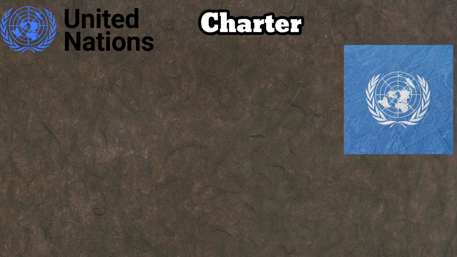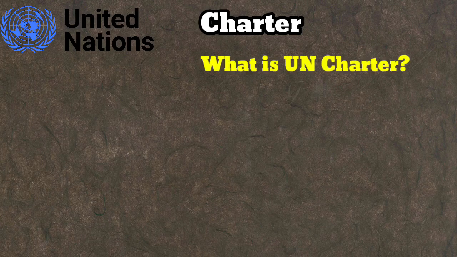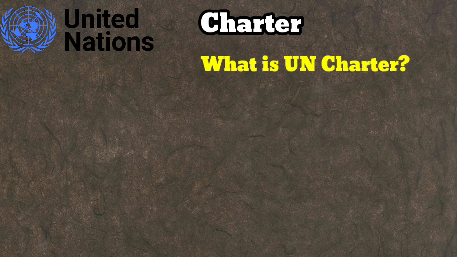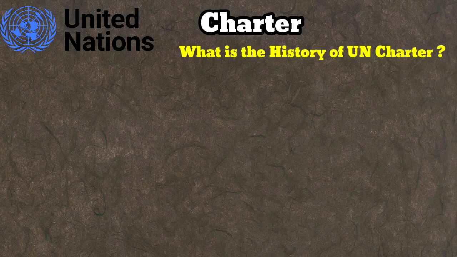Our today's topic is UN Charter. Let's discuss the topic. What is UN Charter? The UN Charter is the foundational treaty of the United Nations, established in 1945. It outlines the principles, structure, functioning and goals of the UN.